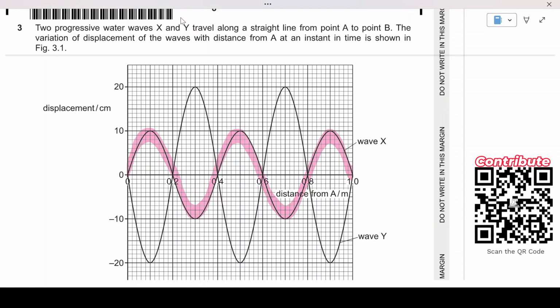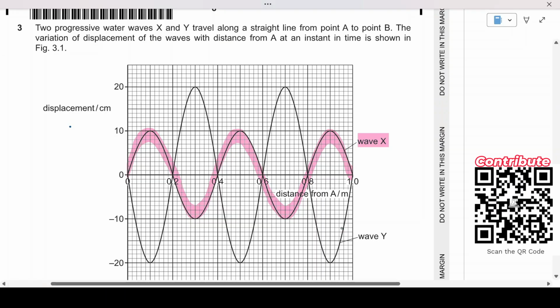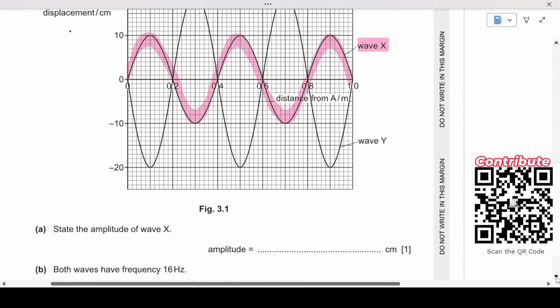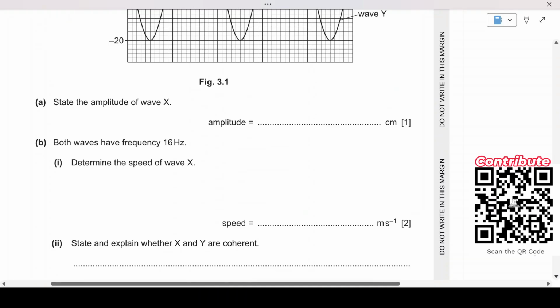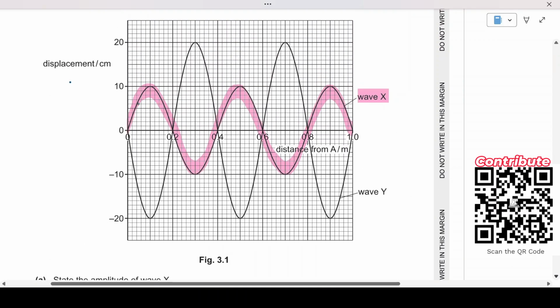And the other one is a wave y. Okay, so pink one is wave x. So x is pink and the other one is y. State the amplitude of the wave x. Probably the easiest one. Amplitude means the maximum displacement from mean position.